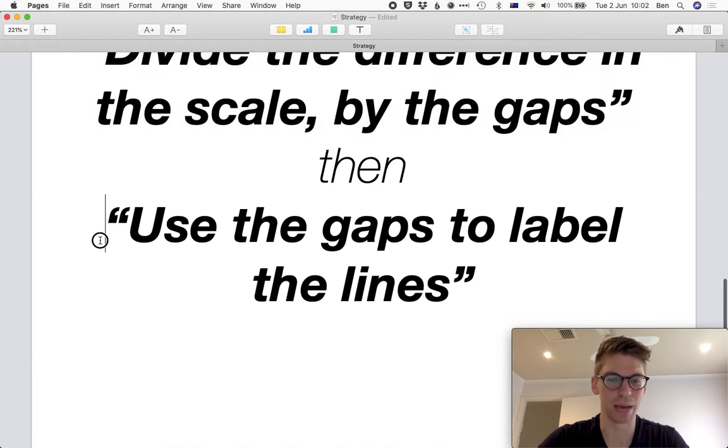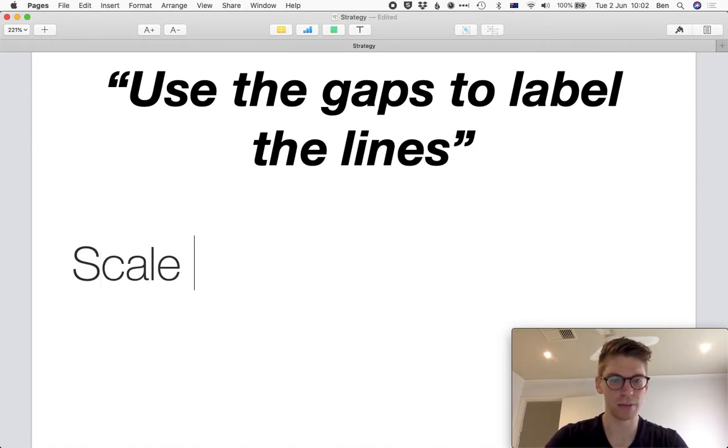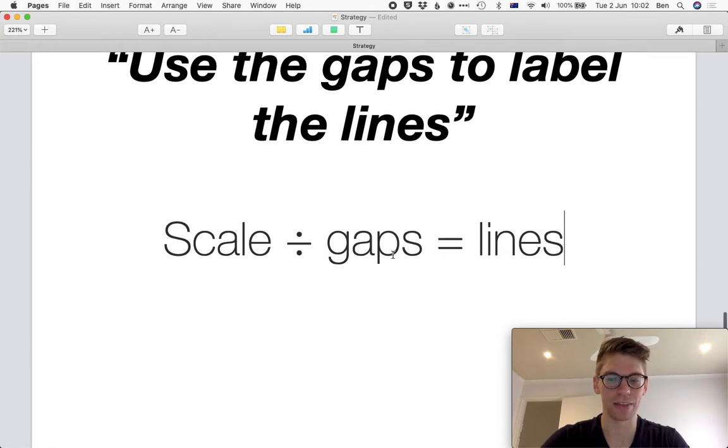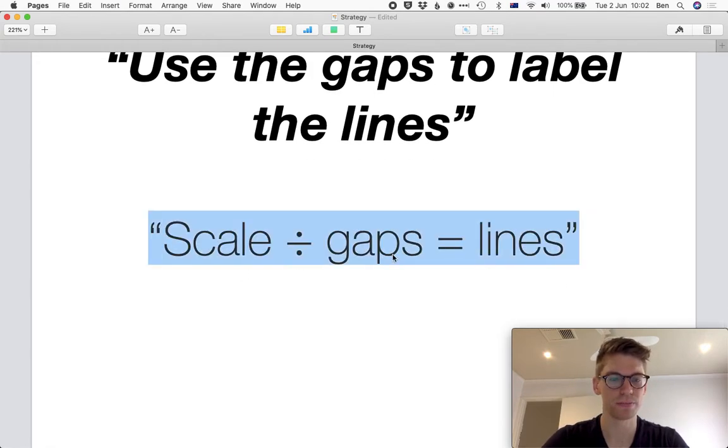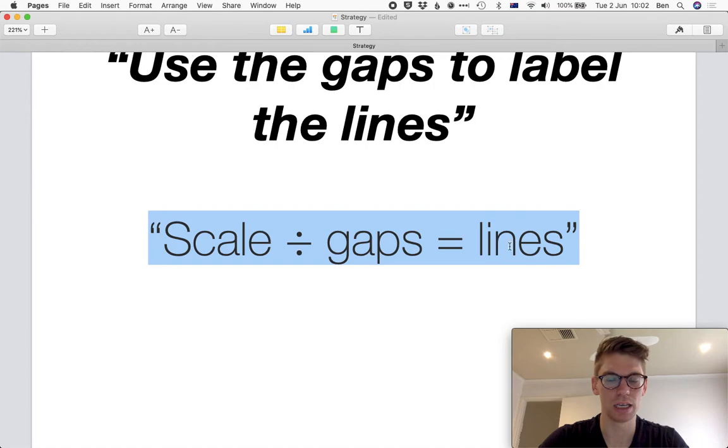Because we can use the gaps to label the lines. It's almost like we can say this here, fives. Scale divided by gaps equals lines. You can add that to your strategy. The scale, 50 mil, divided by gaps, 5 gaps, equals lines.